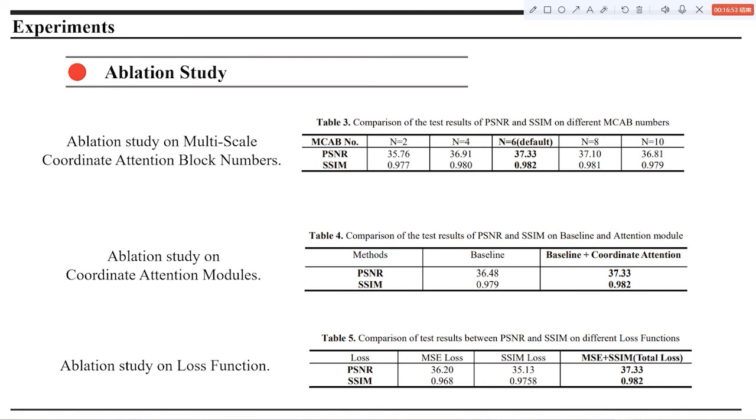Ablation study on coordinate attention model. The coordinate attention model is introduced in MCAB. In order to further verify the effectiveness of the coordinate attention model, the basic multi-scale feature network is compared with the improved network with the attention model, as shown in Table 4. The coordinate attention model can bring improvements in PSNR and SSIM. Ablation study on loss function. We use the quantitative combination of the MSE and SSIM loss functions. The total loss function has achieved better results.